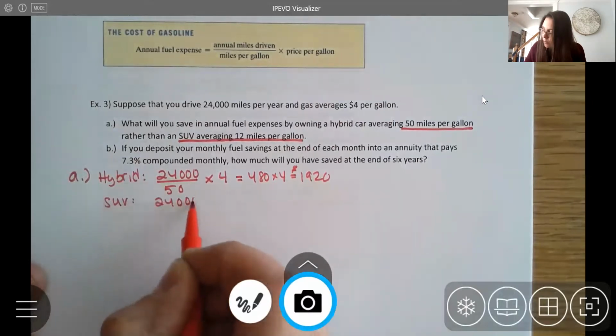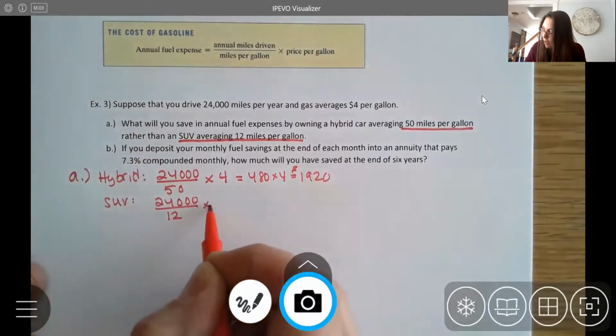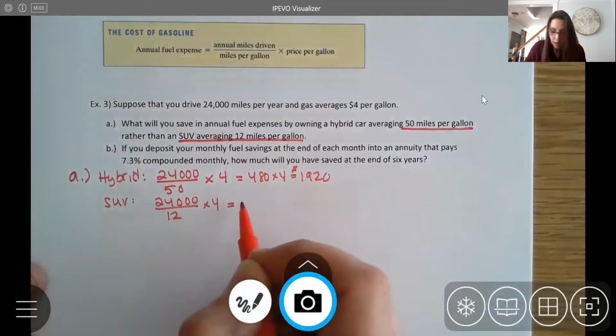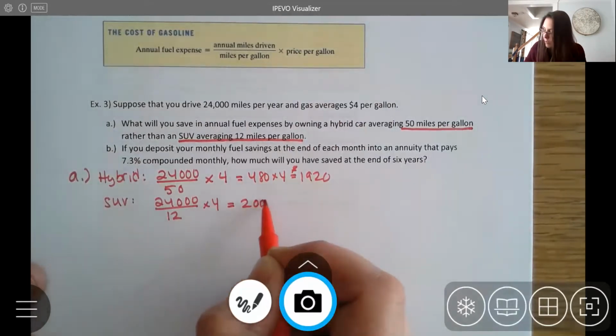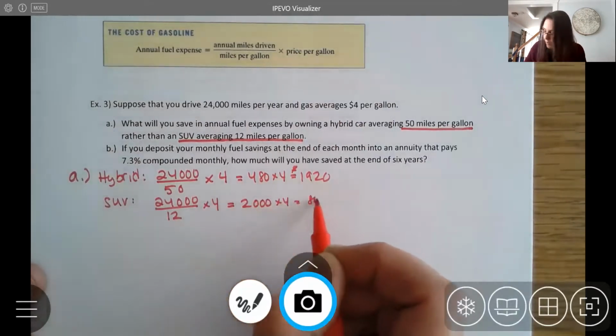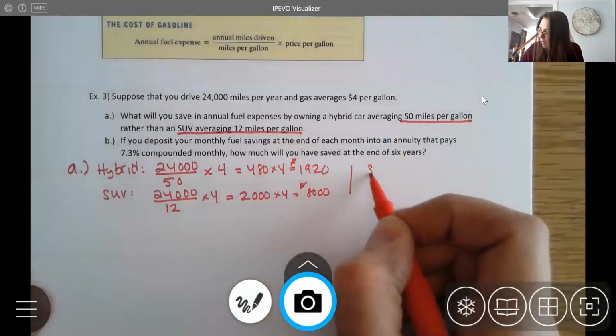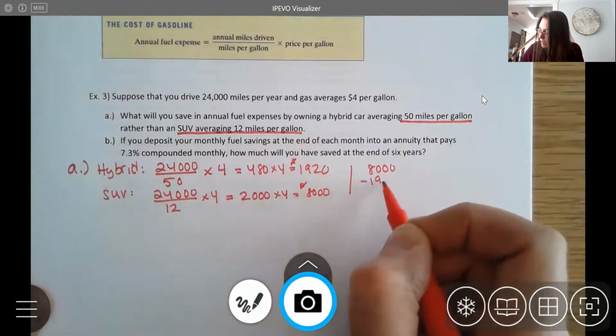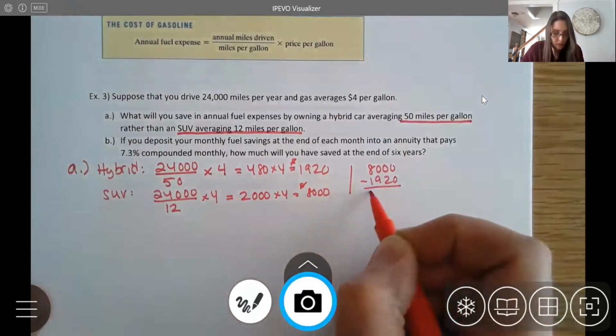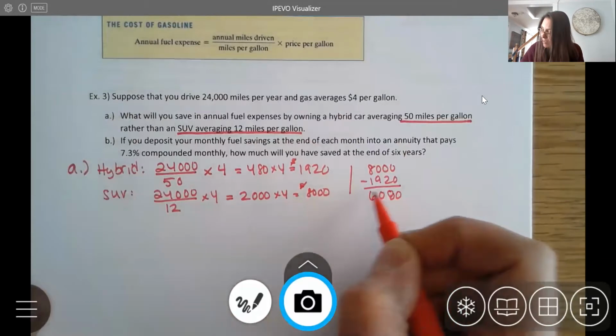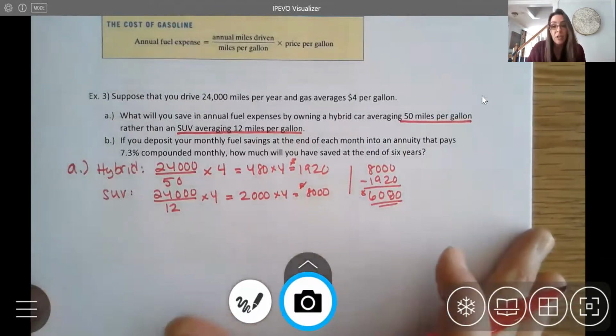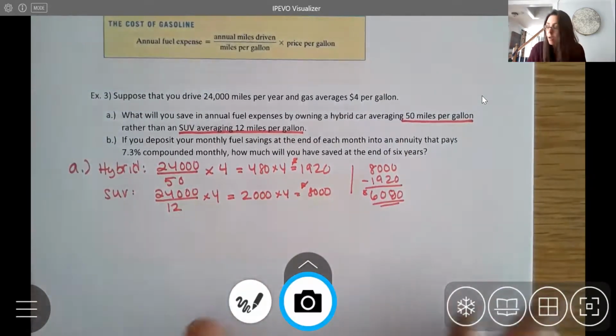If you look at the SUV for the year, we only get 12 miles per gallon on average. You're looking at 2,000 times 4, which is $8,000. So you're comparing 8,000 to 1,920. That's a difference of $6,080 potentially on gasoline alone in the year. So gas really does add up.